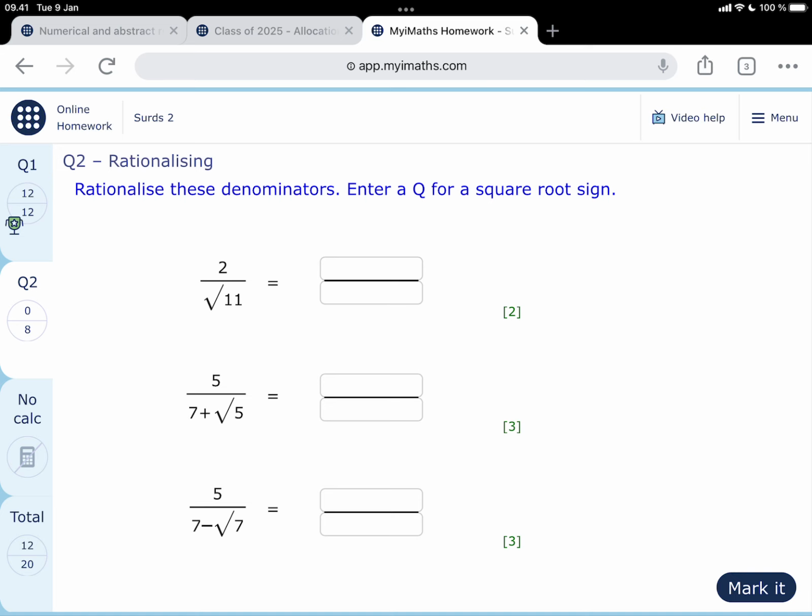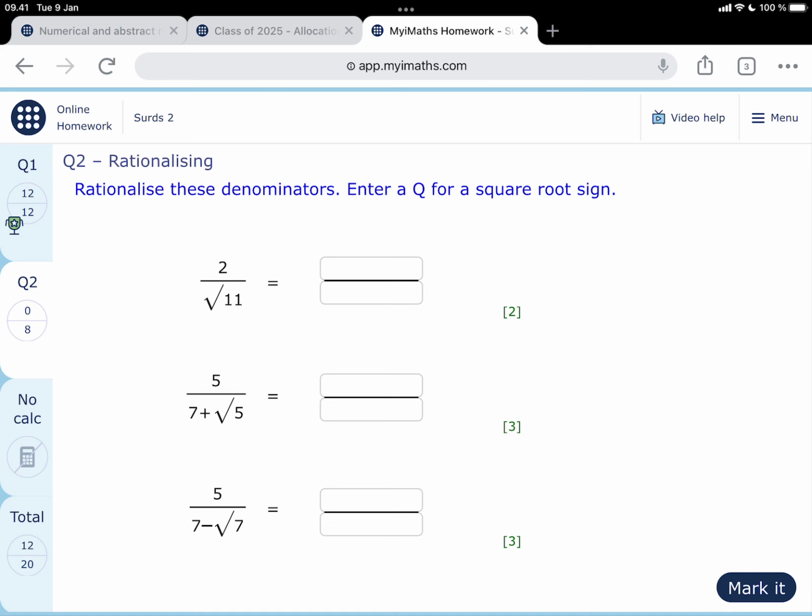Okay, we're doing the MyiMaths Surds 2 question 2, rationalizing, and it says rationalize these denominators. Well, you need to know what a rational number is, so I'll cover that in another video. But basically, we want to get rid of the square root signs in the bottom of the fractions.